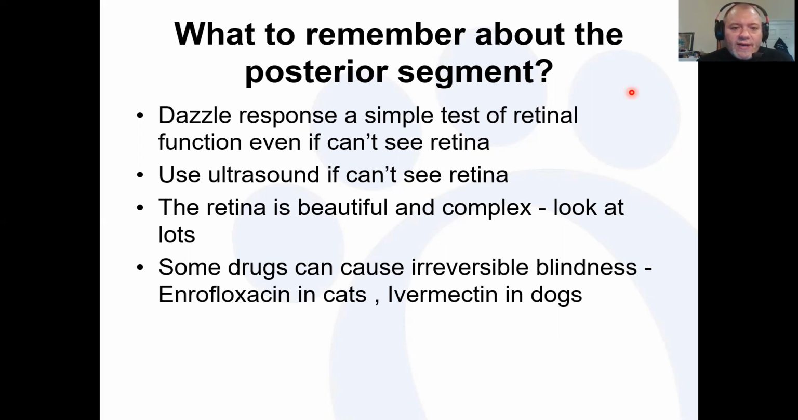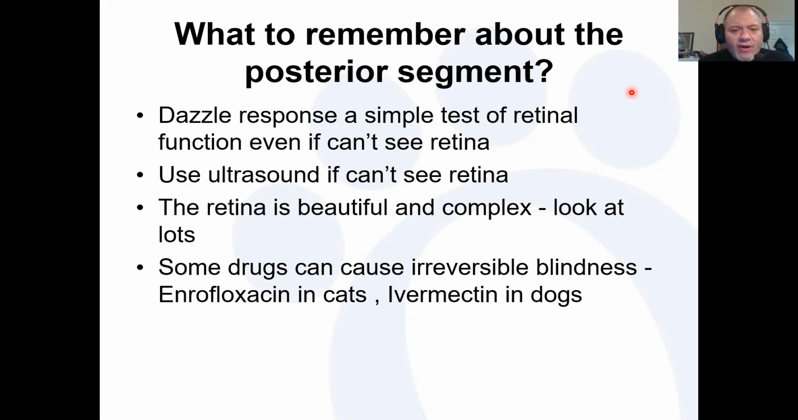The final point, which we're not really going to go through in detail in this slide, is just to remind you that there are certain drugs which are toxic to the retina. Enrofloxacin is the classic drug in the cat. Given there are other fluoroquinolones available, there's no justification for using enrofloxacin in cats in any circumstances, to my mind.